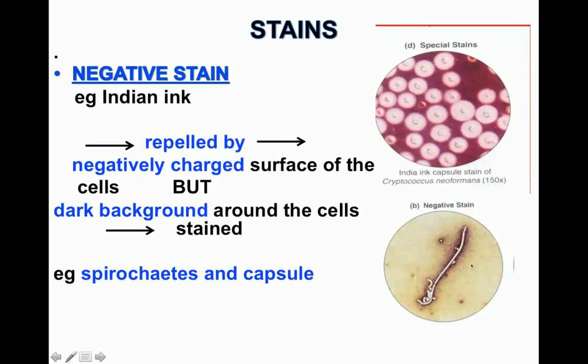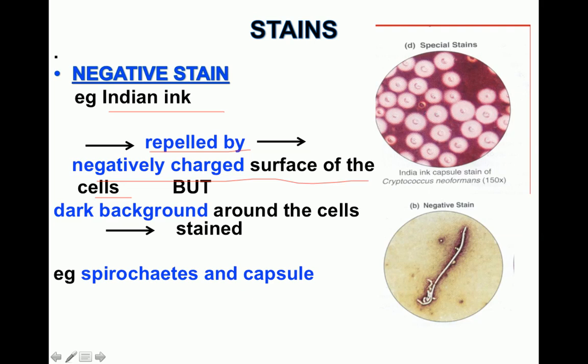which I have just discussed. Then is the Indian ink or negative stain technique, and I have told you just now that this is basically used to see the capsule around the bacteria. Now the principle behind this is that the Indian ink is negatively charged, and so is the surface of bacteria, as a result of which this stain is repelled by the negatively charged surface of the cell, and the cell is not going to be stained, but the rest of the background picks up the stain and becomes dark in color, as a result of which the capsule becomes visible.